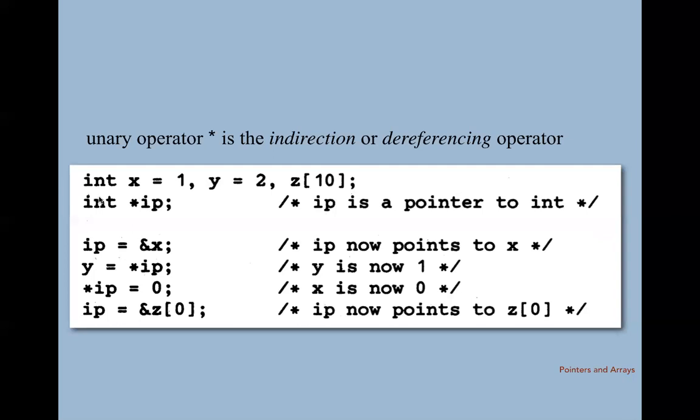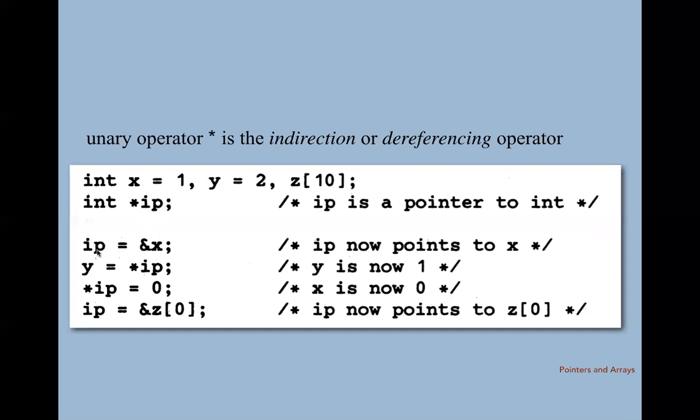Or I can also say star ip is going to be an integer. What does it mean? ip is going to have some address, and the value present in that address is going to be an integer. There are different ways of explaining this one single statement.